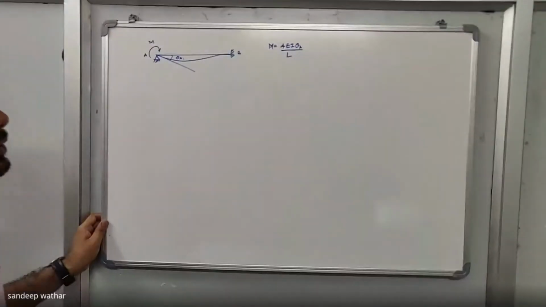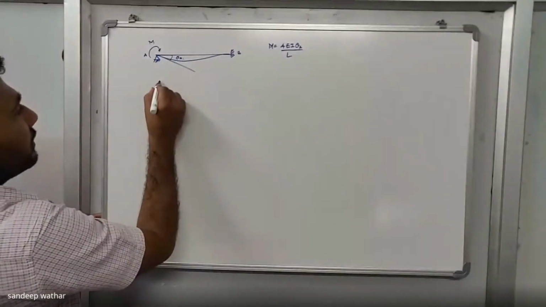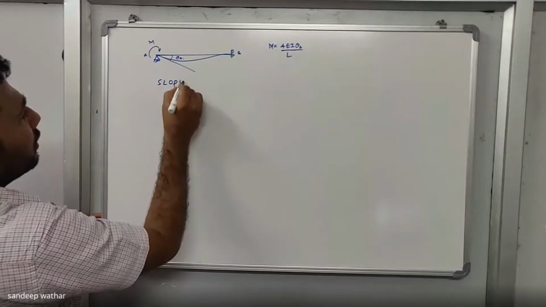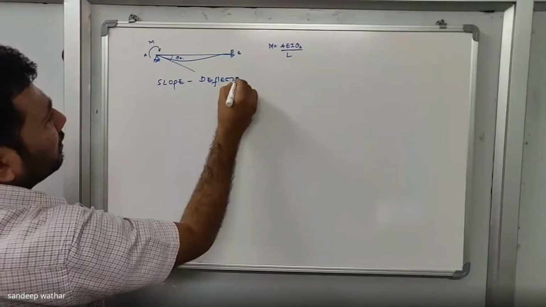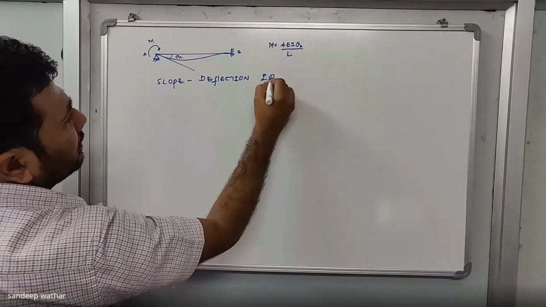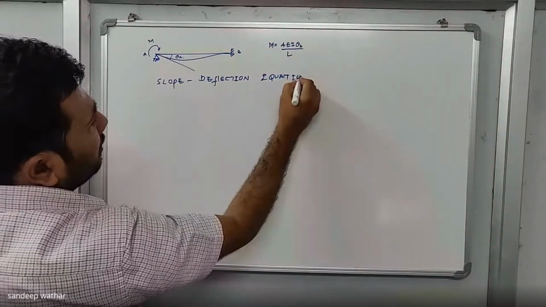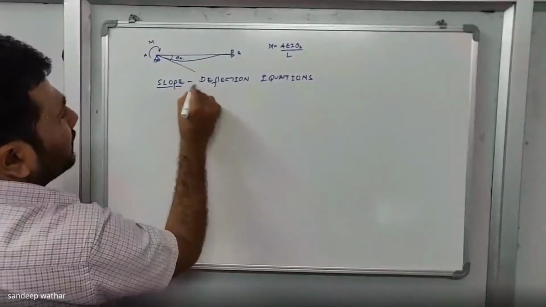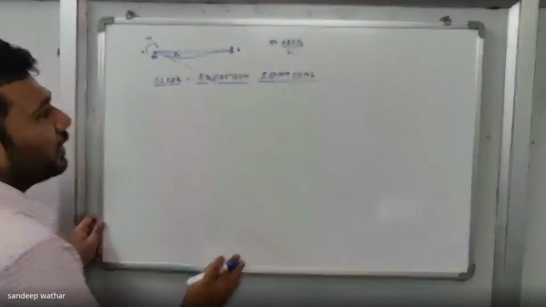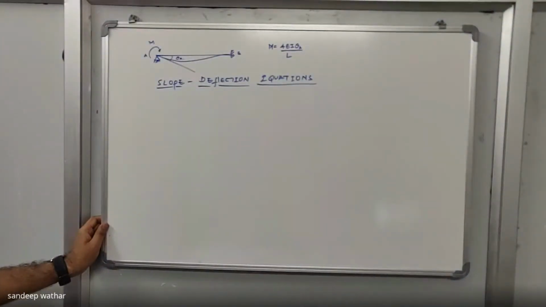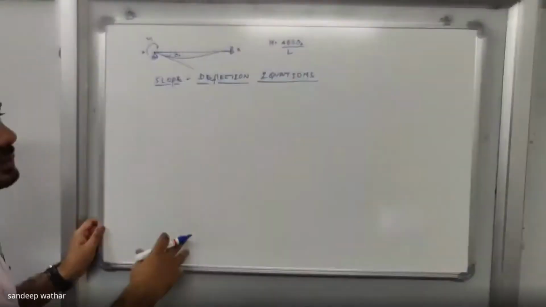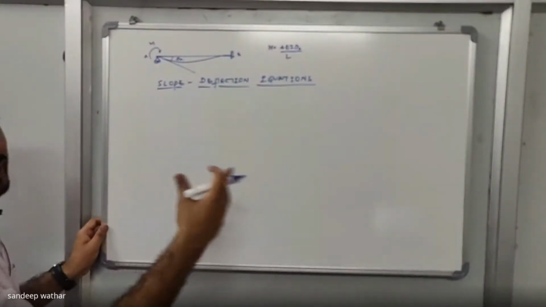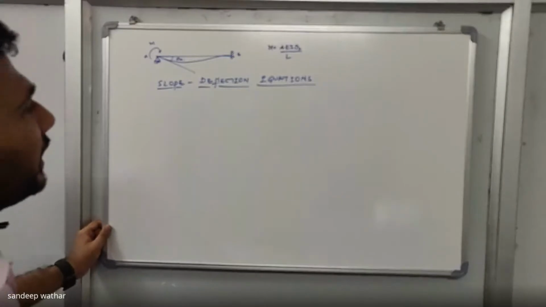Anyhow, so we'll begin with our syllabus. This chapter we call slope deflection equations. The topic or module that we're going to discuss is called the slope deflection equation. What we are doing in this chapter is using the values of slope and deflection. We are creating a number of equations, and if we solve those equations, we will be able to solve any kind of structure.